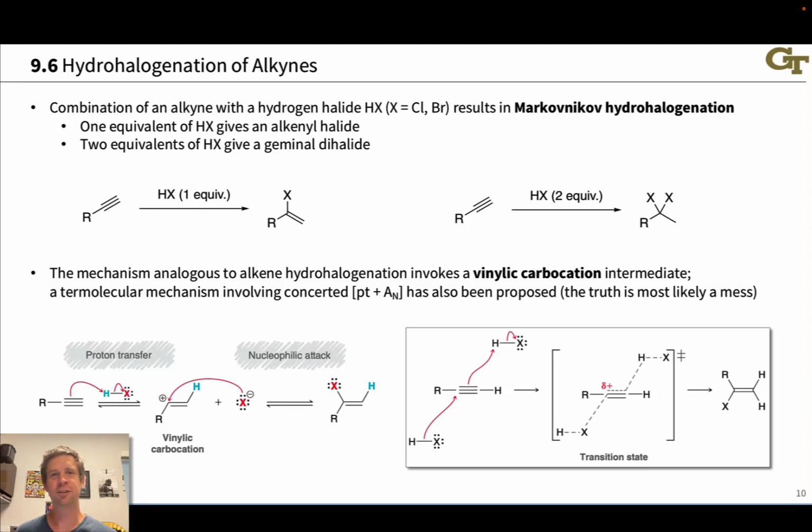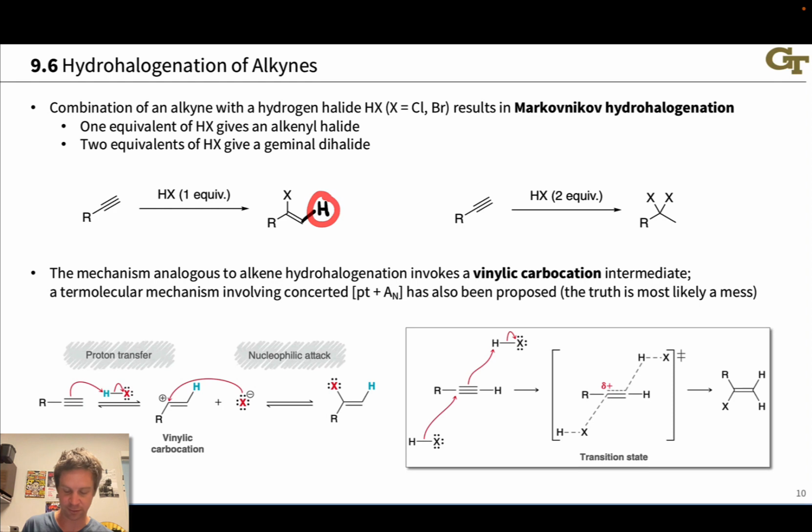In this video, we're going to take a look at hydrohalogenations and hydrations of alkynes, and all of these reactions are extremely analogous to their alkene counterparts. For example, we can combine an alkyne with a hydrogen halide, HX, and if we use one equivalent of HX, we get a Markovnikov addition of H and X to the alkyne to produce the more substituted alkenyl halide.